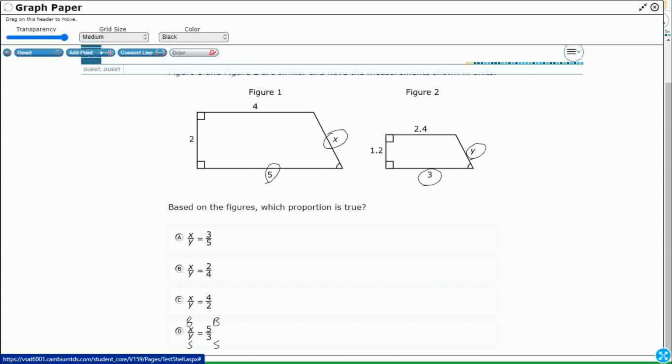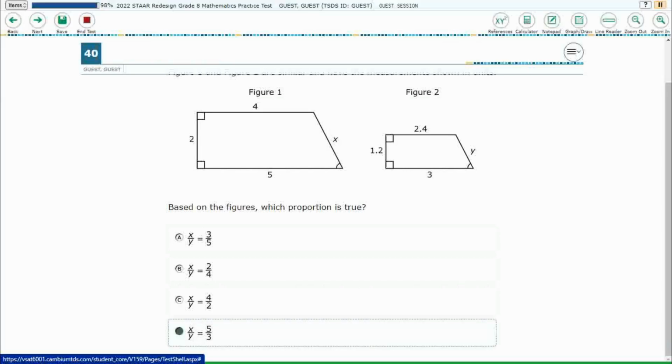They're both the base of these right trapezoids. And I've got my big to big on my numerators. I've got my small to small on my denominators. So that is definitely going to work, right? So that is our best option. And the answer is D.